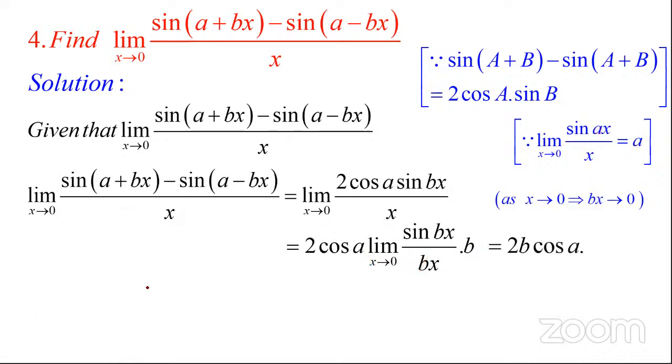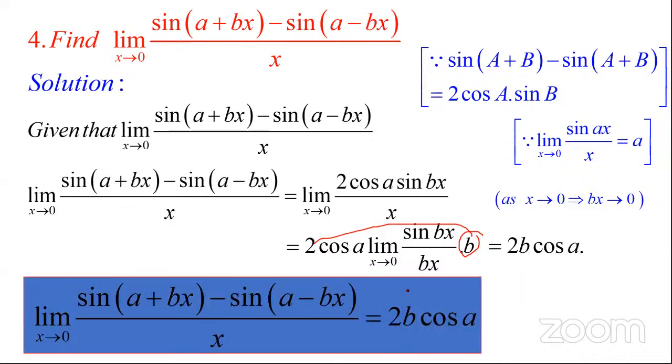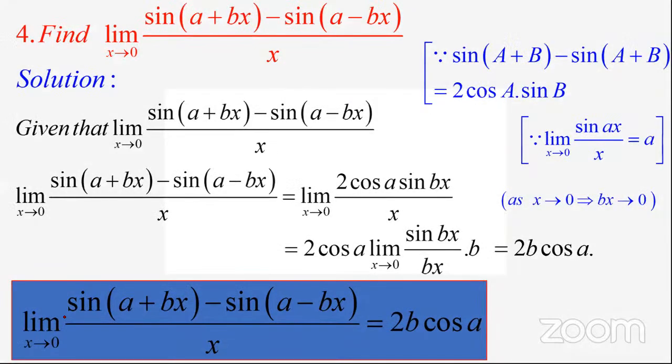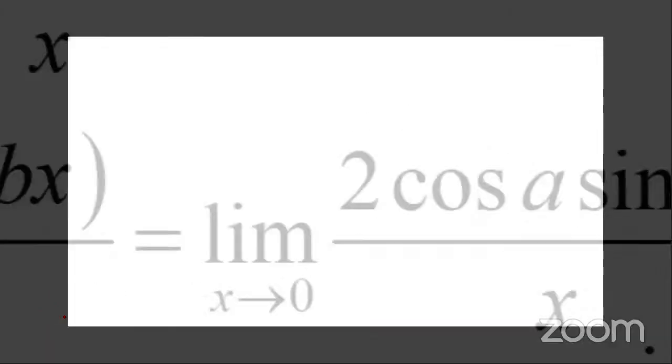So that value is nothing but 2 into b, where this is a constant term. So here 2b cos a. This is the required answer. Two formulas are used: the sin c minus sin d formula, and limit x tends to 0 of sin ax by x equal to a. So just use those formulas. Okay, this is the solution for the given question. Okay, this is completed.